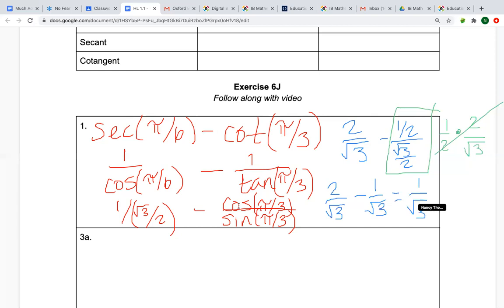But remember that we can't leave an answer in this form. So instead we need to rationalize it, which means we're going to multiply by 1 in the form of square root 3 divided by square root 3. That way the denominator is rationalized. And then our final answer would be square root 3 over 3, because the square root of 3 times the square root of 3 is the same thing as just 3. So this is our final answer for the first one.